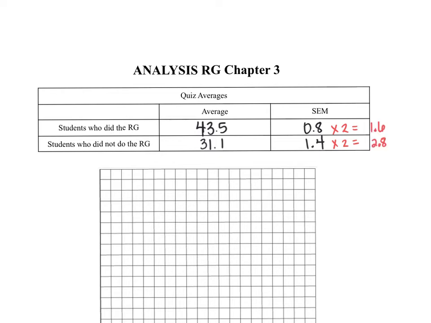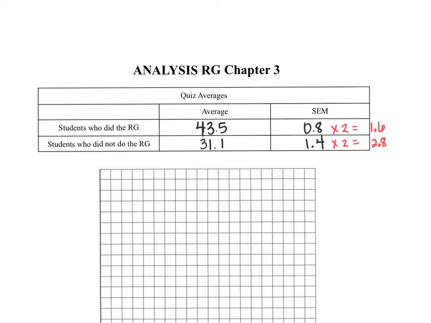Okay, so I've doubled all the data for the standard error of the mean. Then when I go to draw in my SEM bars, I'm going to use double the standard error of the mean indicated here on the table where I multiplied my values.